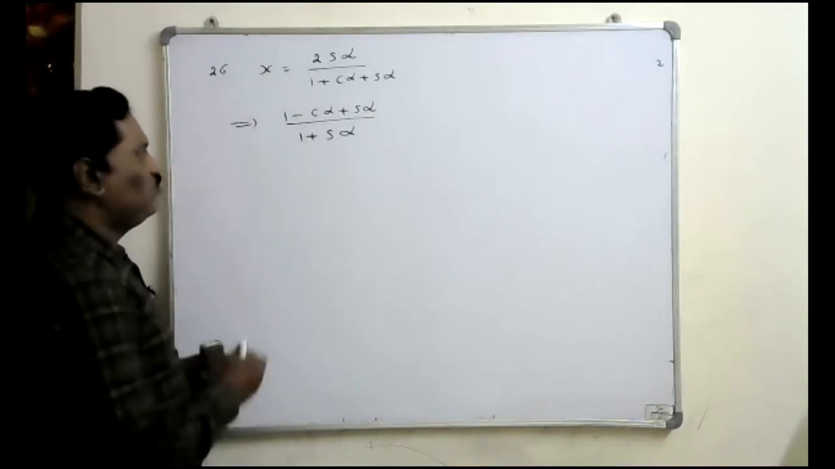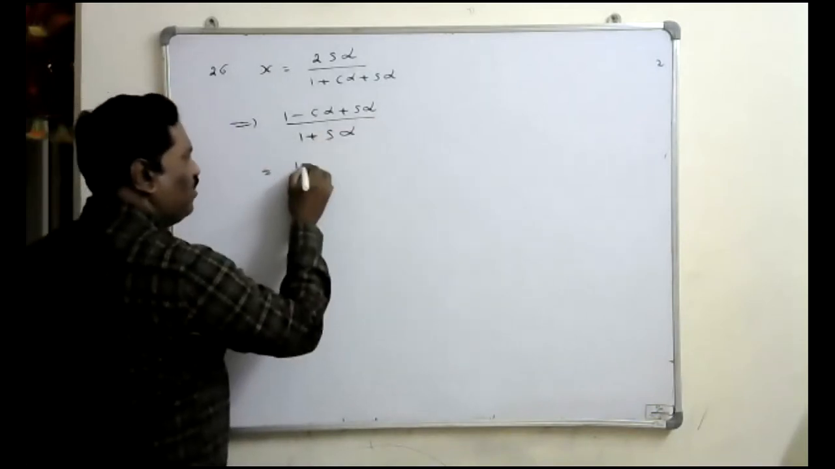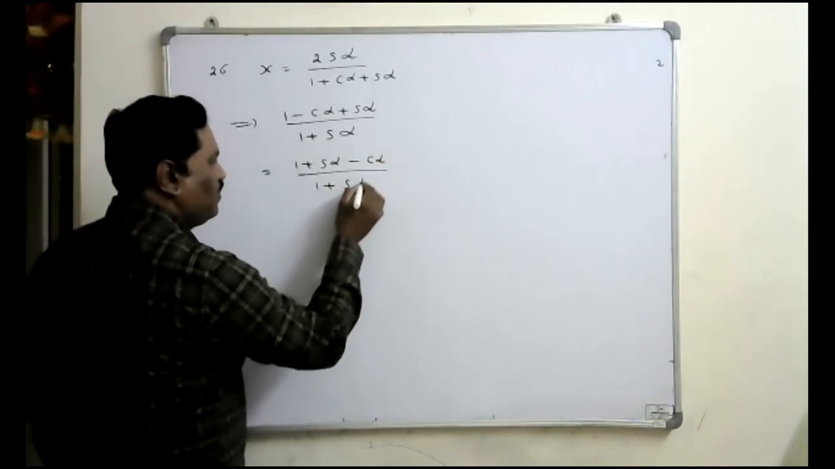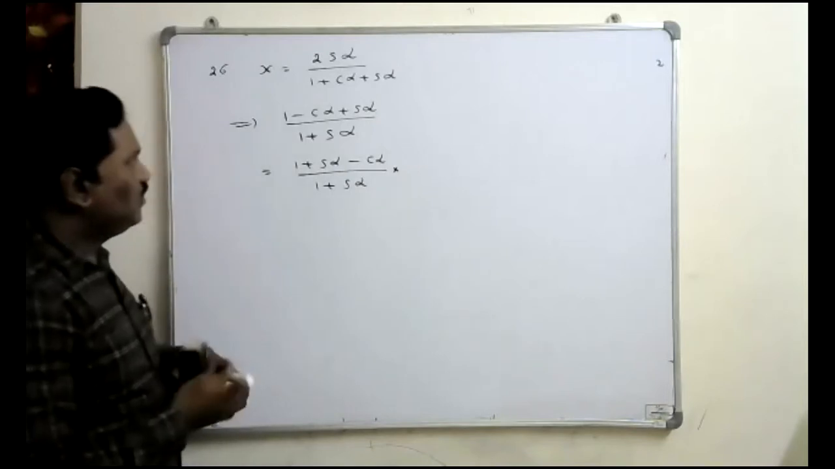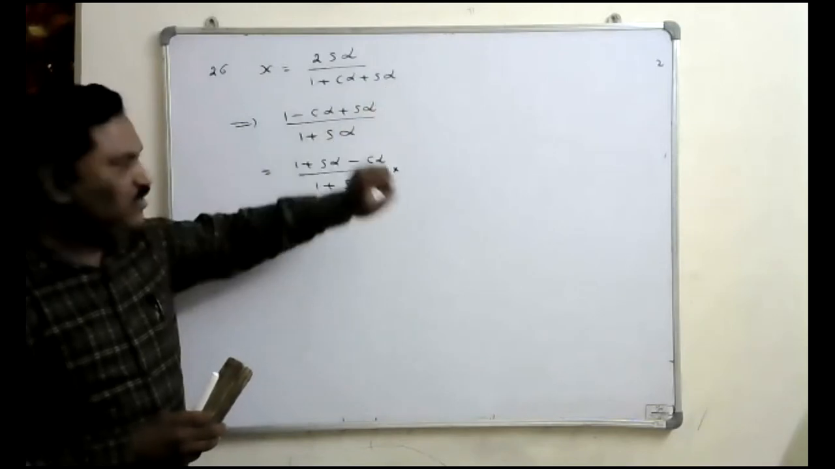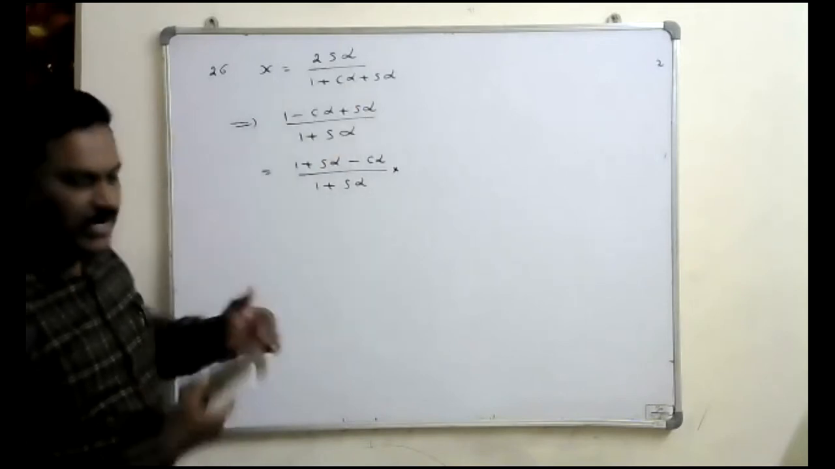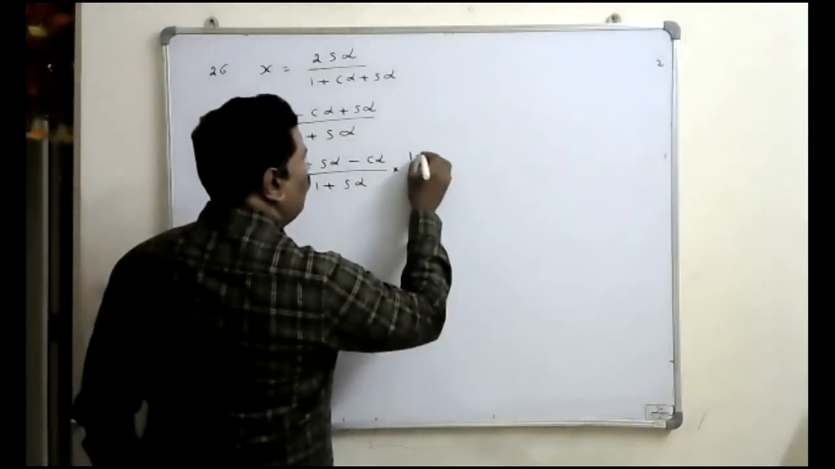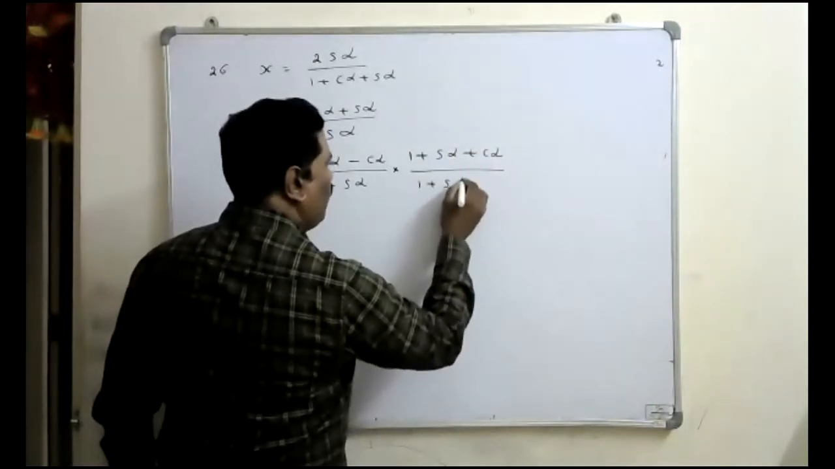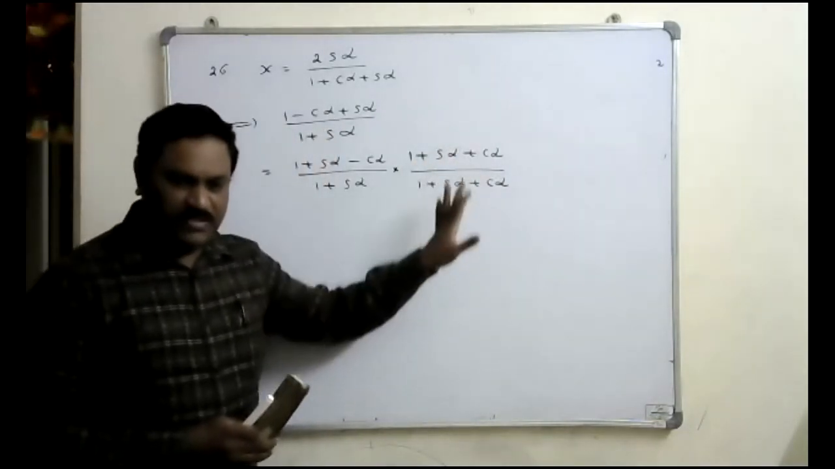To find its value, we will write this term like this: (1 + sin α − cos α) by (1 + sin α). In the denominator, 1 + cos α + sin α was given. That's why I will multiply and divide this expression by this term, that is, (1 + sin α + cos α) upon (1 + sin α + cos α).